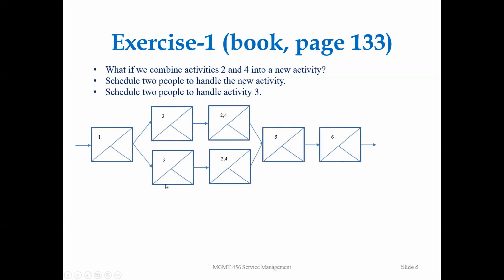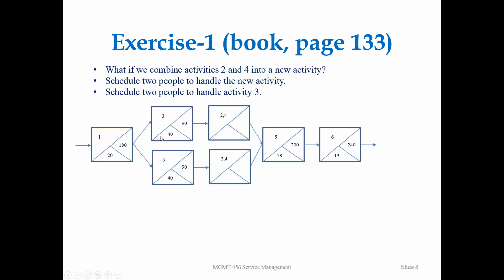So how many people are needed for the new system? So 1, 2, 3, 4, 5, 6, 7. So I basically need to hire 1 more person. At the same time, I restructure the activities. Now let's do the analysis. First of all, let's look at cycle time.